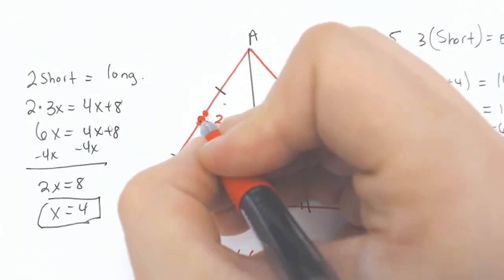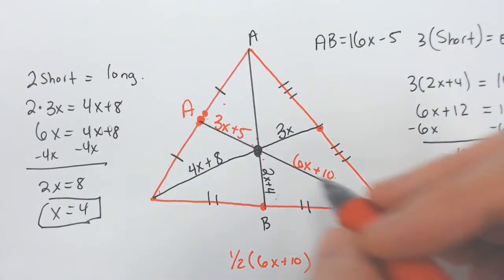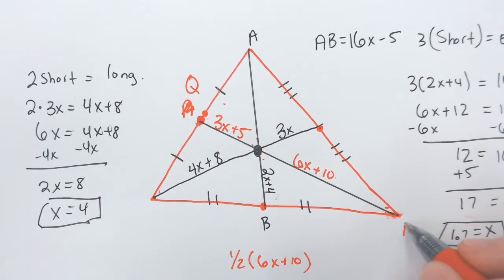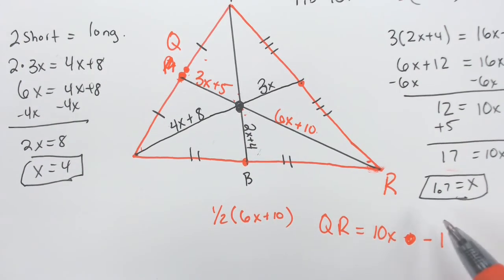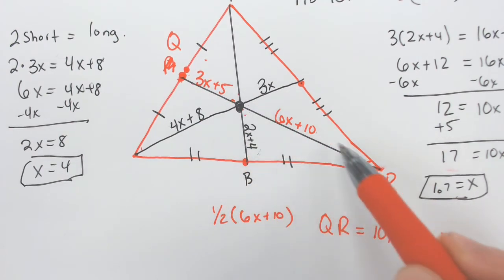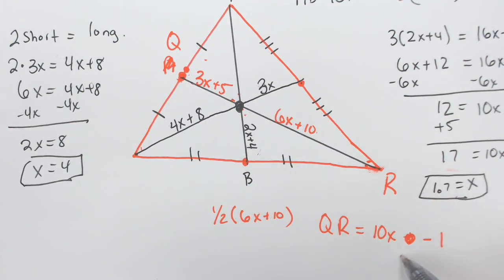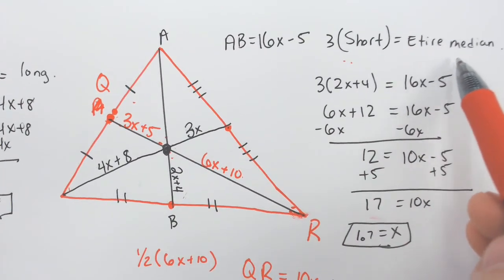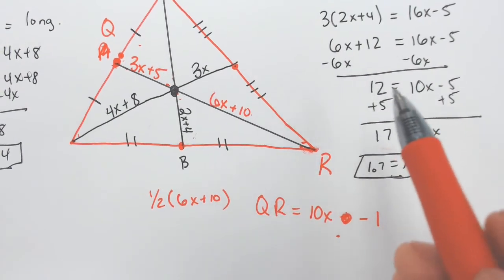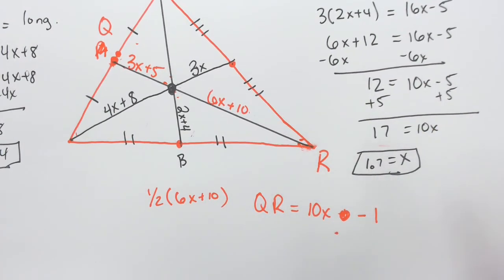For instance, what if I was told that q all the way to r is equal to, let's say, 10x minus 1, then you have two options. You could either add the 3x plus 5 and the 6x plus 10 to equal this, or you could again go to the 3 times the short equals the entire median. So I'm going to stick with 3 times the short equals the entire median. I find it a lot quicker.